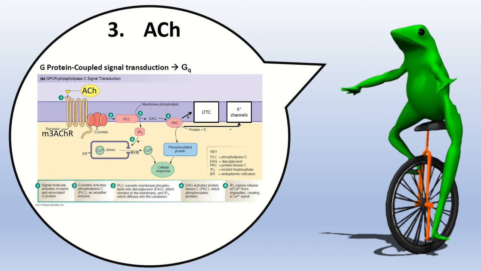PLC also changes phospholipids in the membrane into diacylglycerol, or DAG. Protein kinase C, or PKC, phosphorylates proteins once it is activated by DAG. PKC also activates L-type calcium channels, or LTCCs, to increase the amount of calcium in the cell. In other words, acetylcholine can cause vasoconstriction of smooth muscle and arterioles.